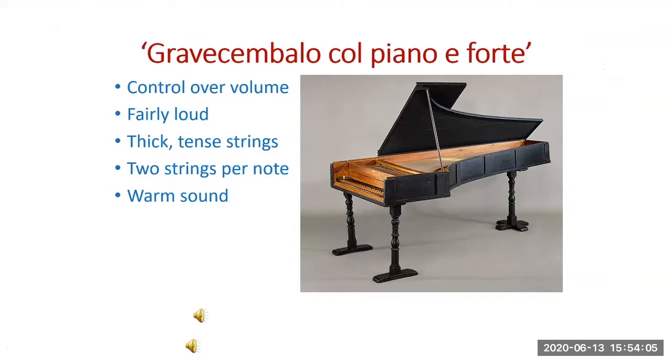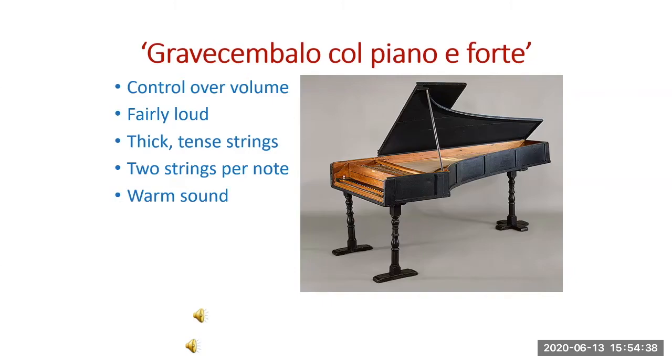Now you might ask, surely the clavichord could do the same? And the answer to that is yes, but it was nowhere near the range of volume. The clavichord was a tiny instrument that made a tiny sound, but the forte piano was fairly loud. It had thicker, tenser strings than a harpsichord. It had two strings for each note, but hit by a single hammer. It produced a warm sound, and it had that effective escapement mechanism, and most importantly, it gave the player control over volume.